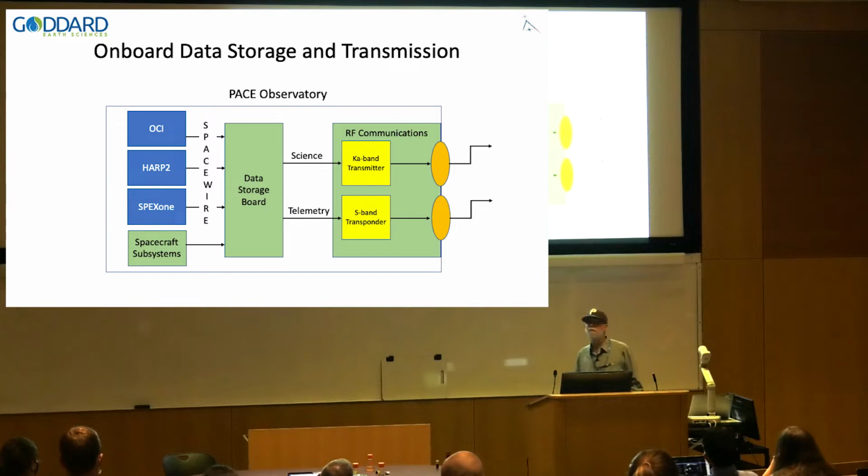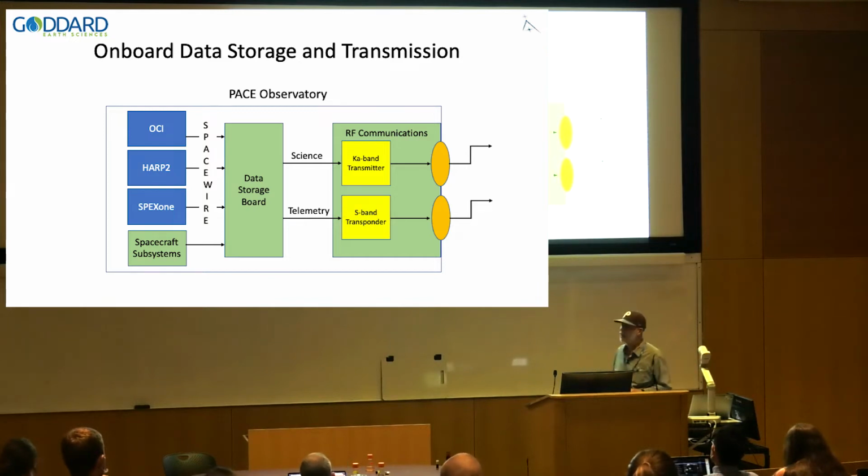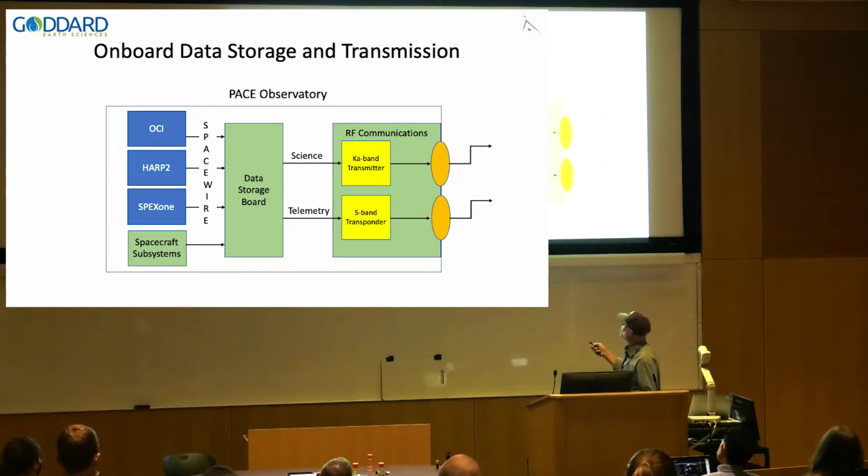All right, so this is a very simplified view of what happens on board. Most of the time, the spacecraft is not within view of a ground station, and I'll show you in another slide what ground stations we do see. But for the most part, we spend about 90% of the time out of view of any ground station. So the data have to be stored on board.